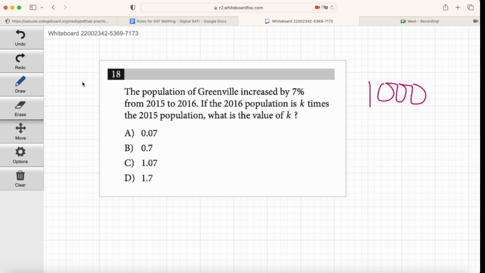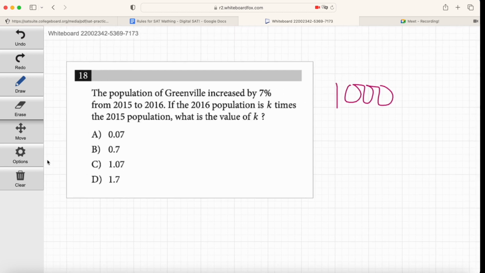What would we multiply by to calculate what the population is in 2016? So it's a 7% increase. What do we multiply by for a 7% increase? We were kind of just discussing it. 0.07. Well, if we multiply by 0.07, I want to do that real quick. I want to start by multiplying by 0.07. Tell me what you get if you multiply 1,000 times 0.07. Let's do it together. I'm going to punch it in my calculator. What do you get?